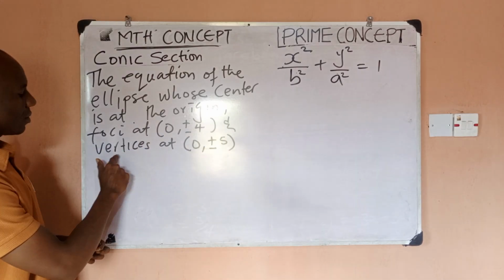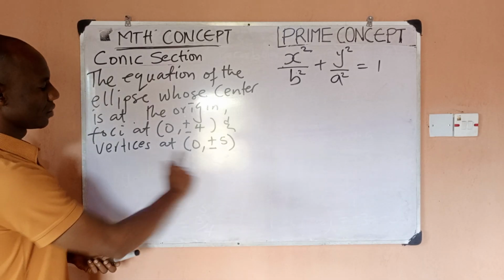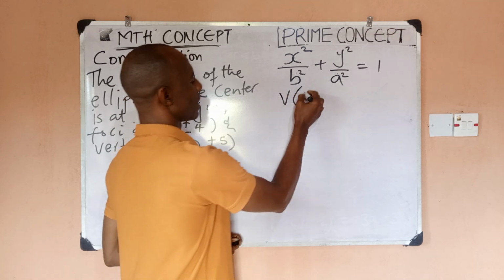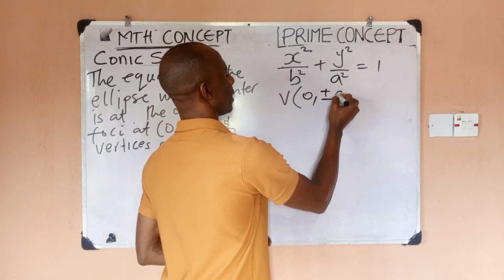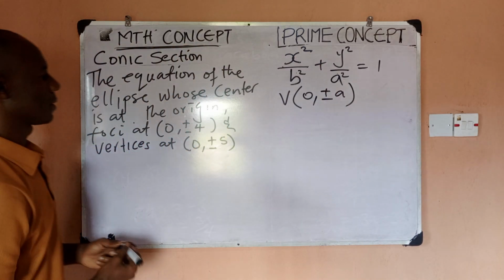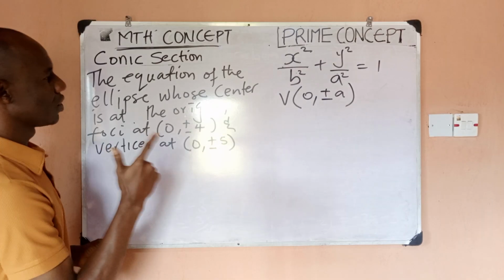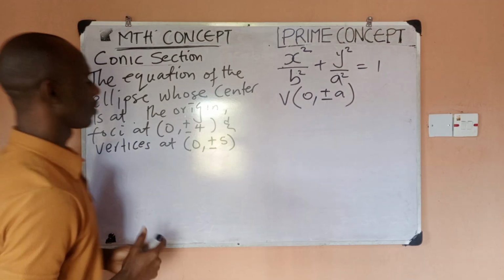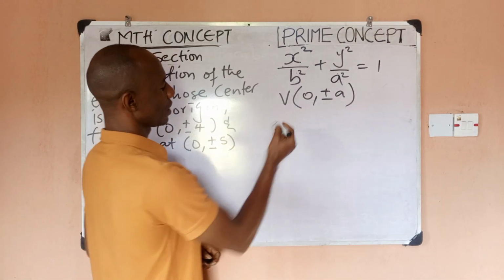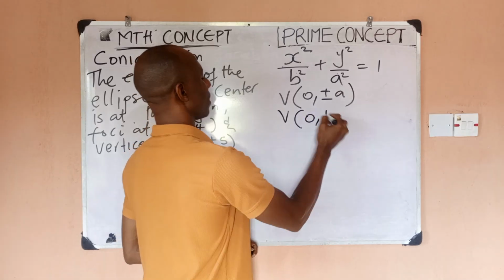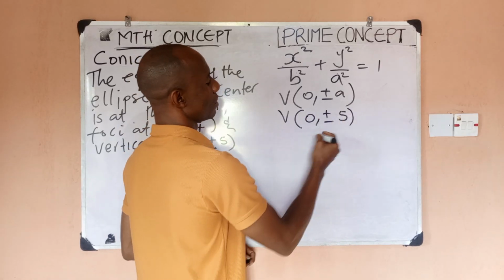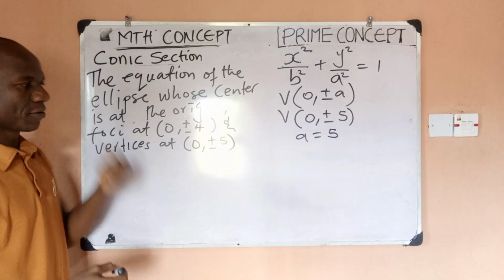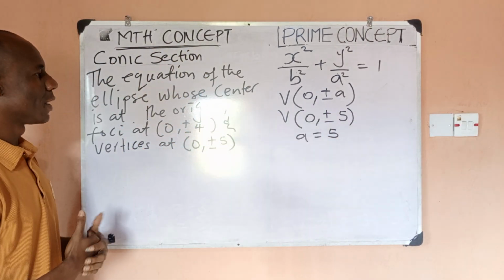Now quickly, the vertex is given as this, and we know that the vertex, considering our origin, is actually 0 comma plus or minus a. This is the vertex of our ellipse. Now quickly we can use this to find the value of a, and then we later find the value of b and find the equation. So using this, a vertex given to us is 0 comma plus or minus 5. So it simply means that a is equal to 5, right? Yes. So I know a.